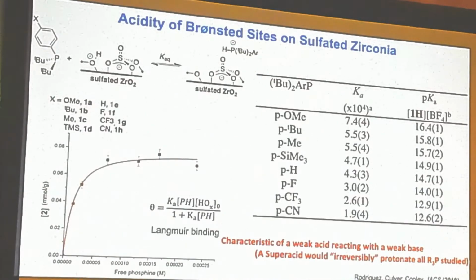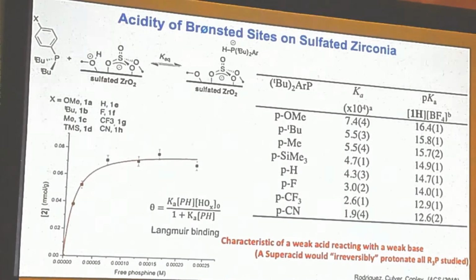Okay. So I mentioned that the Bronsted sites on the sulfated oxide are absolutely not superacids. This was some work that we did a few years ago, where we were essentially titrating the acidity of these sites by adding these dialkyl aryl-phosphines. Now, I'm not saying that we have a pK, you can't really apply pK to solid acidity, but what we have here is we have phosphines that form well-defined phosphoniums.